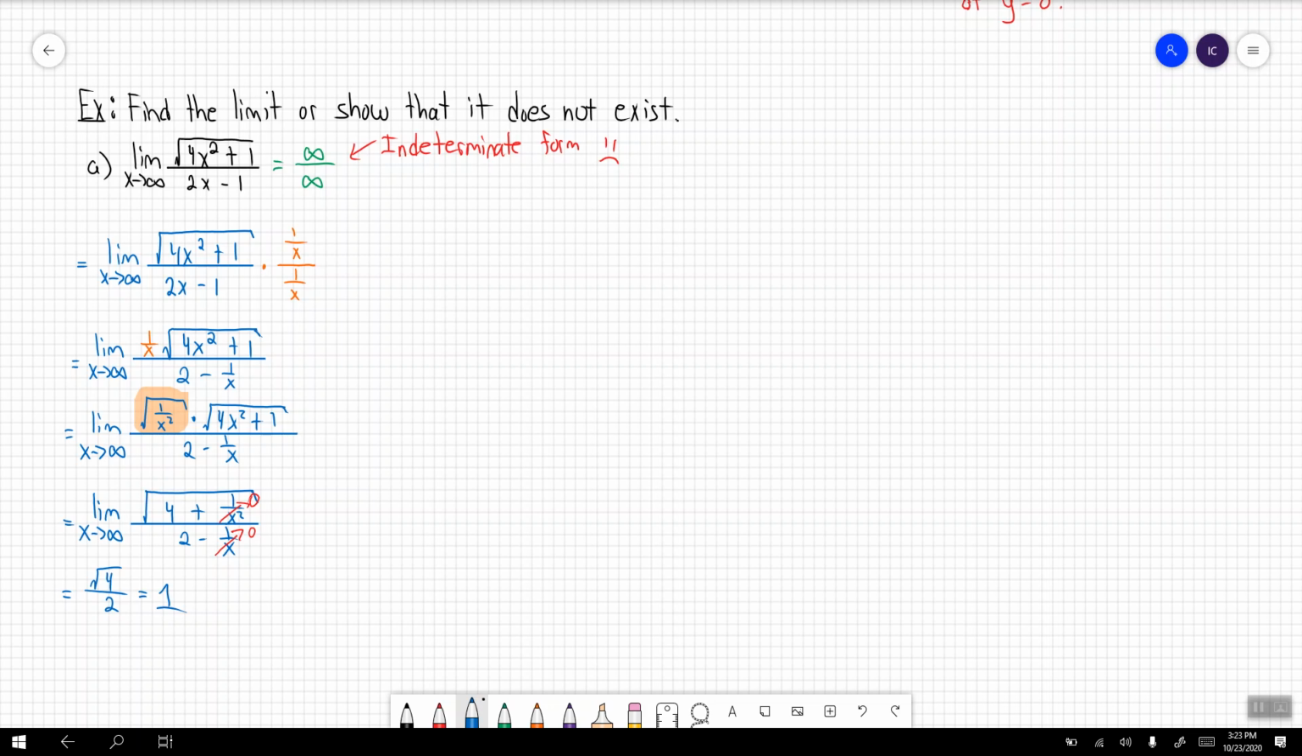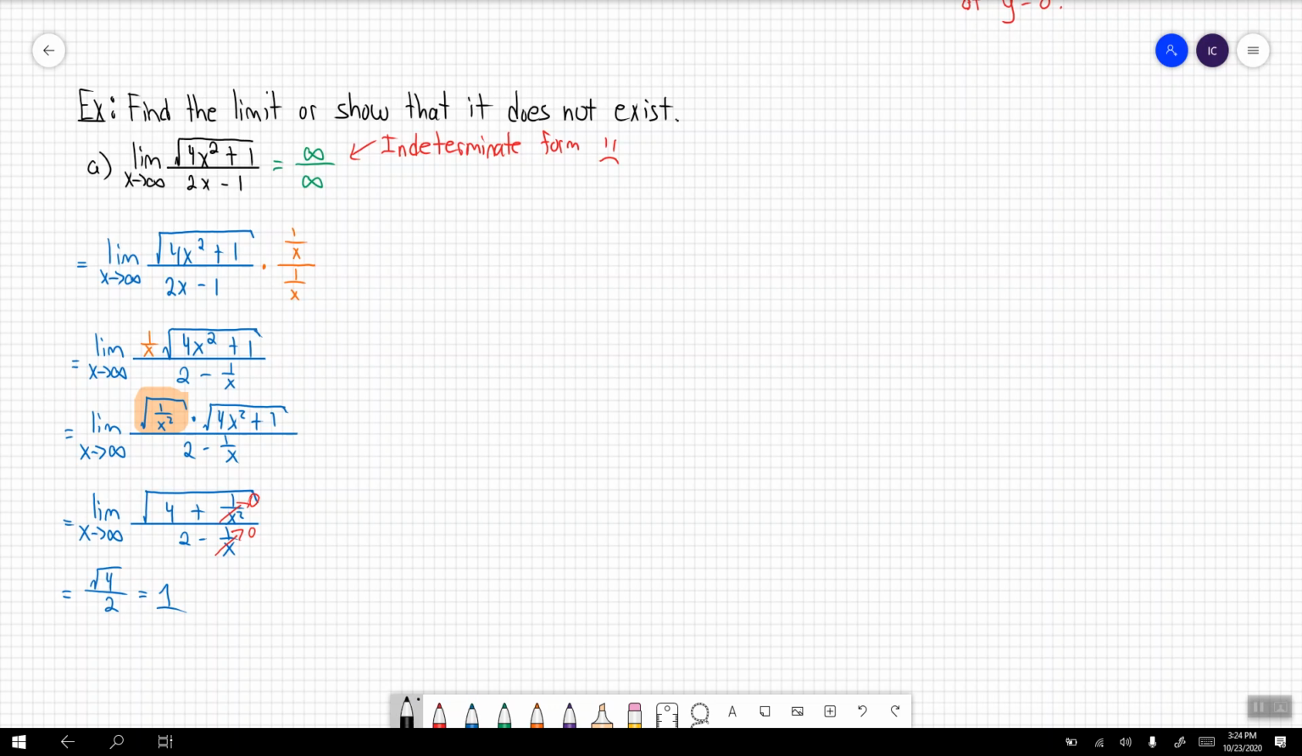Now, in this particular case, this is where we decided to multiply by 1 over x, both numerator and denominator. And again, the reason we wanted to do that is because we looked at the denominator, which was 2x minus 1. We identified that the variable with the highest power was just the variable x. And that's why I decided to multiply both numerator and denominator by 1 over x.